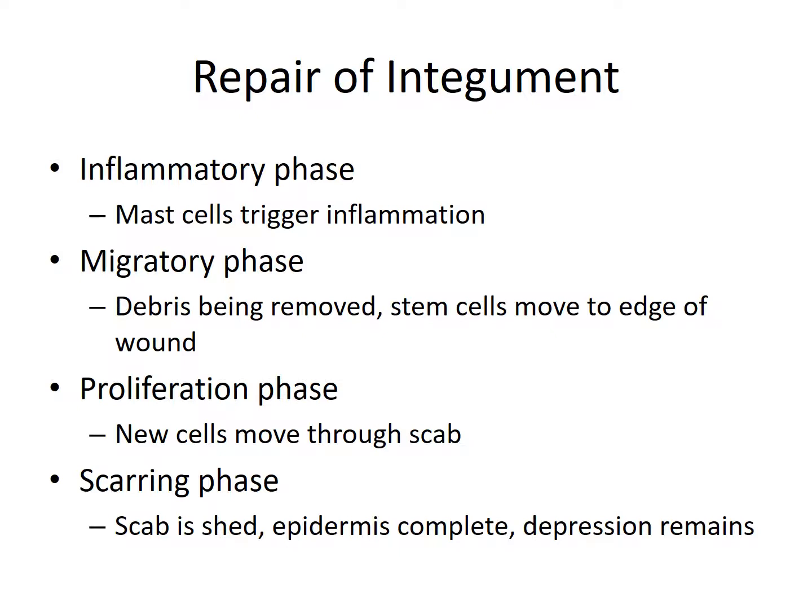Scarring phase. After several weeks, the scab is shed and the epidermis is complete. A shallow depression usually marks the wound site, but it will be filled by cells from the dermis, which will elevate the epidermis to its normal appearance. In more severe wounds, severely damaged hair follicles, glands, or muscle are seldom repaired and are replaced with fibrous scar tissue.